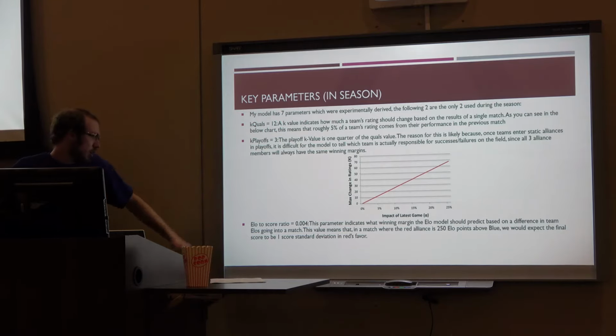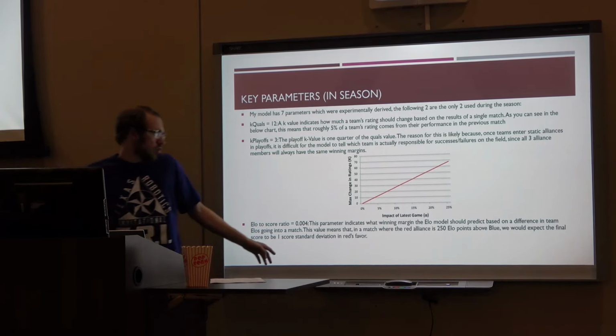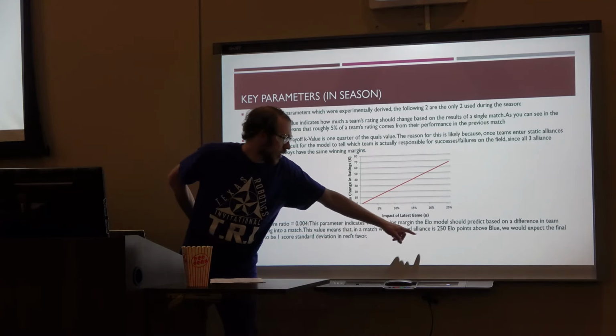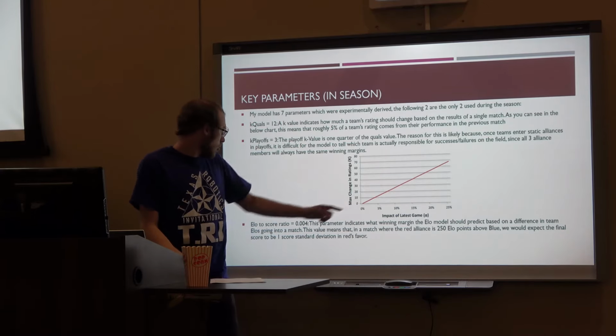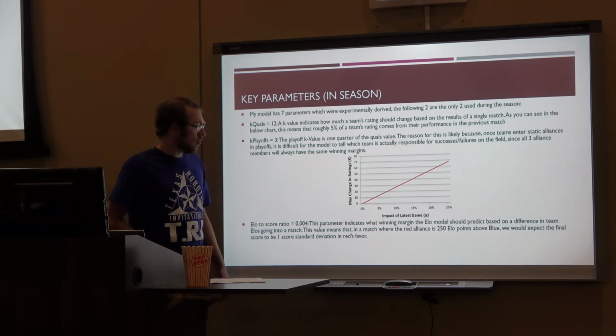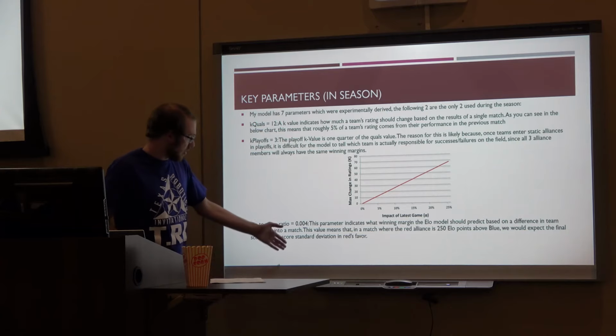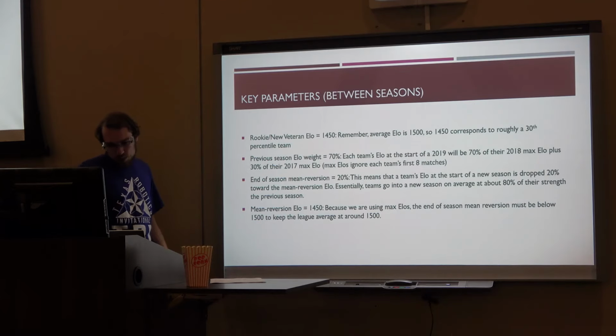And the last one here, ELO to score ratio 0.004. This is basically how to relate ELO ratings to in-season scores. So it means that if the Red Alliance has a total ELO 250 points above Blue Alliance's ELO, we would expect the final score to be 1 standard deviation in the Red Alliance's favor. So if it were 500 ELO points, you'd expect it to be about 2 standard deviations up over Blue. So that's the relationship.